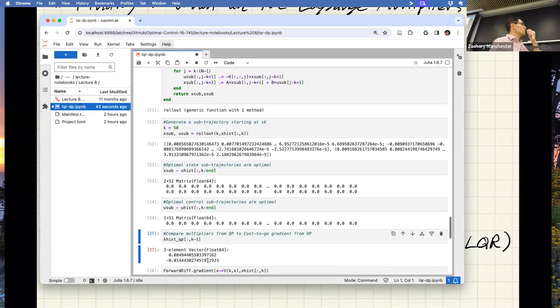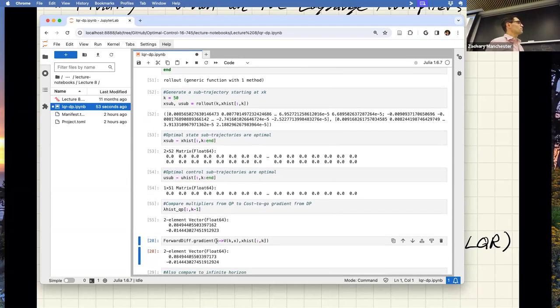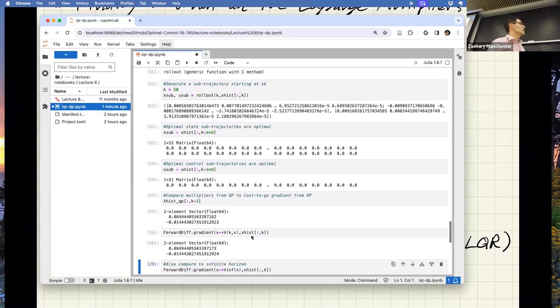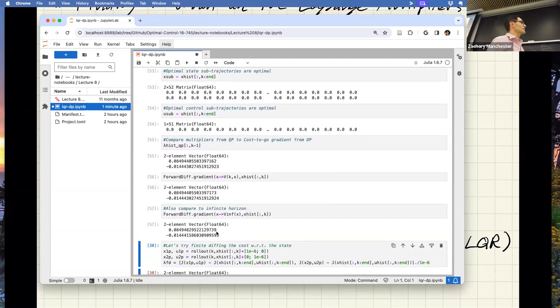So now check this out. Here's the lambda from the QP. I'm just going to pick out a random one from the middle of the trajectory, so it's like time step 50 or whatever. Same deal. That's lambda from the QP. Now what I'm going to do is auto diff the gradient of my cost to go, and check it out. They match out to a lot of decimal places. We can also try that with the infinite horizon one, just showing you that the infinite horizon approximation is pretty good once you get far enough out. That's cool.